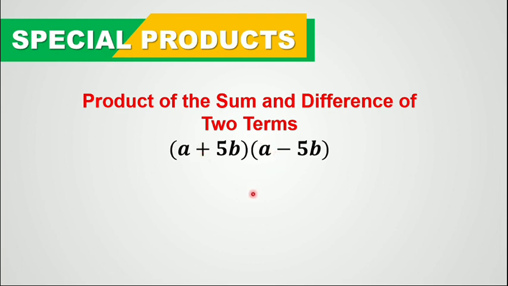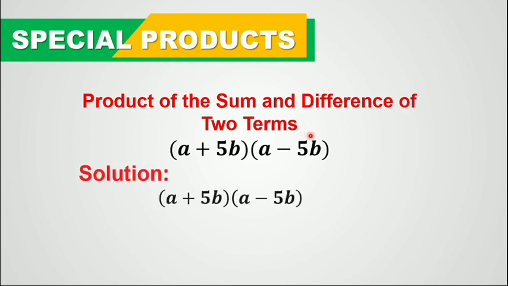So you could use the product of the sum and difference of two terms pattern. All you just have to do is to square the first term. So a squared, that's a squared. Minus the square of the second term. Quantity 5b squared, that's 5 squared, that's 25. B squared, that's b squared. So therefore, the correct answer is a squared minus 25b squared.